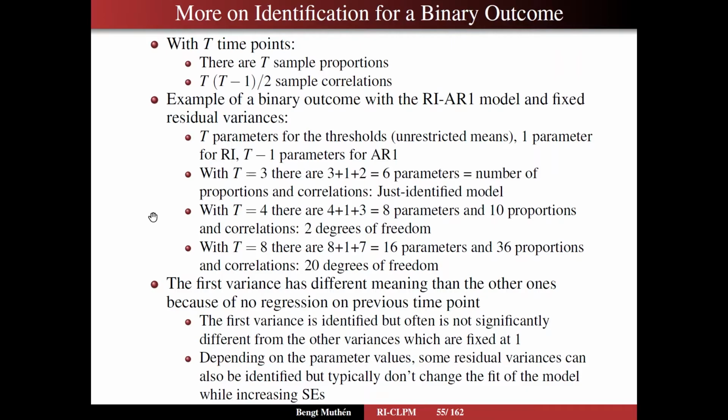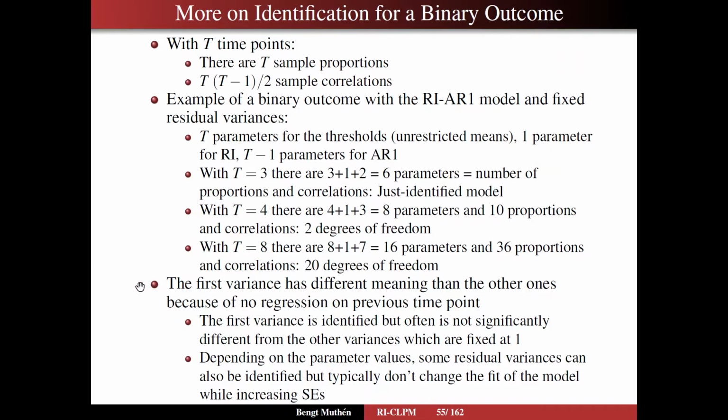With t equals 4, there are 4 thresholds, still 1 random intercept variance, and now 3 autoregressive coefficients. That's 8 parameters and 10 proportions and correlations, so 2 degrees of freedom. With t equals 8, likewise, we get 16 parameters for 36 observable proportions and correlations, so 20 degrees of freedom.